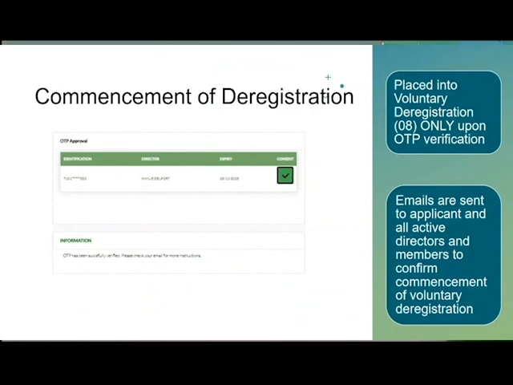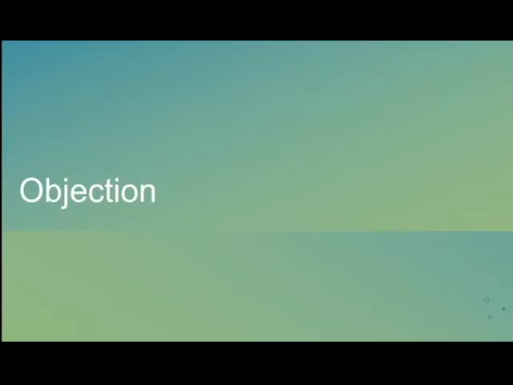So that's the start of the process. Now let's say, for example, there's no objection that's been filed. Within 2 months, the system will then automatically place this company into the 09 status, which is final deregistered, and the company or CC ceases to exist. Once it goes into final, again, the filer will get notification that the process has been finalized. There's a final deregistration letter that will go out with it. All the active directors and members will also get the notification that this deregistration is now finalized.